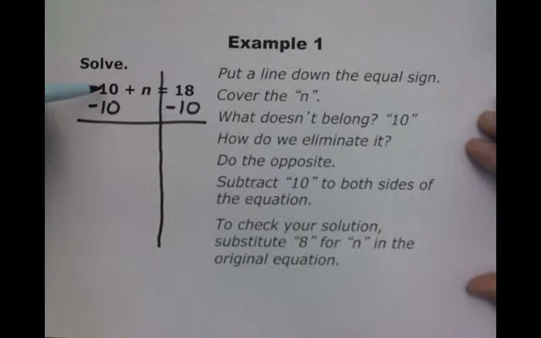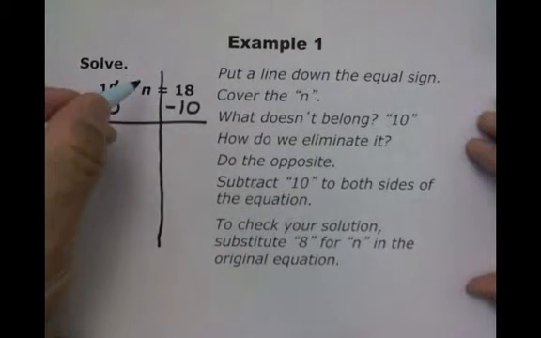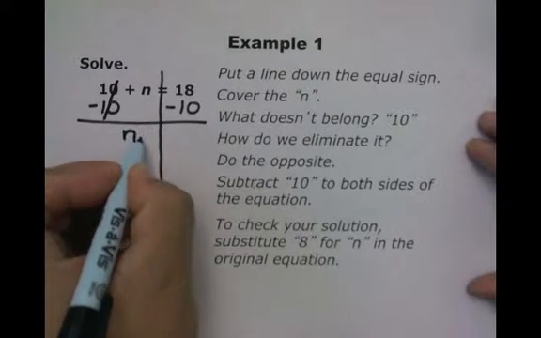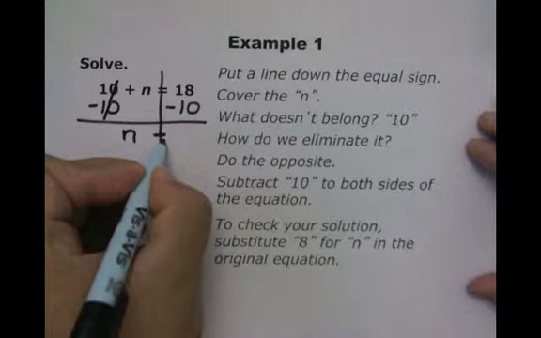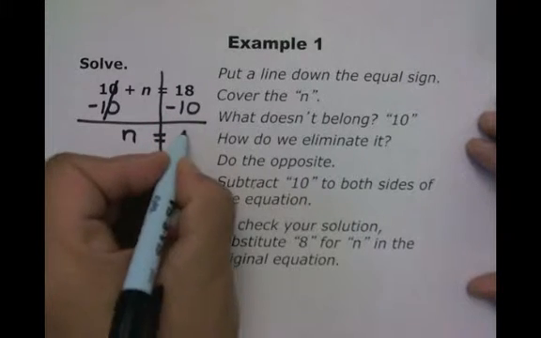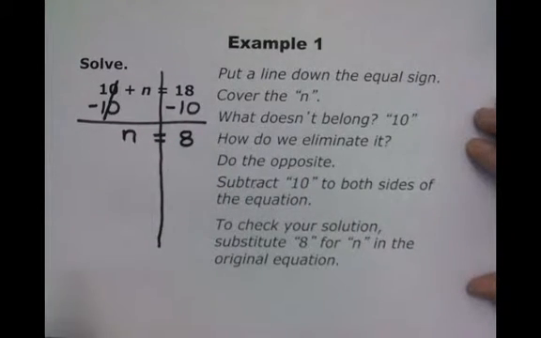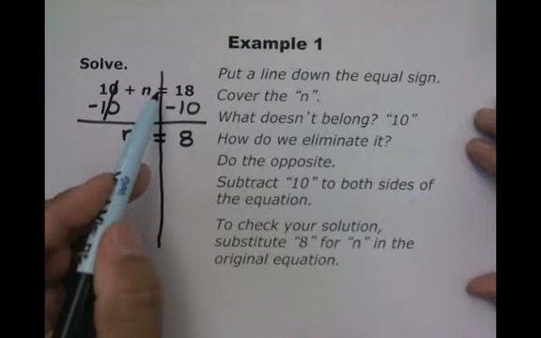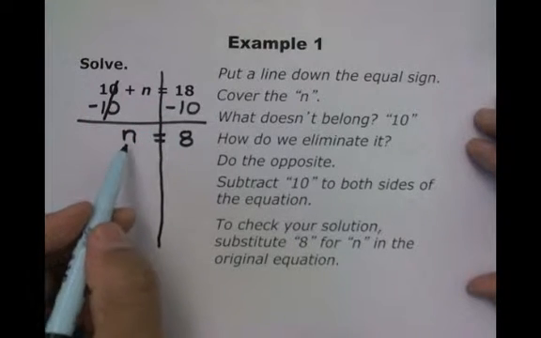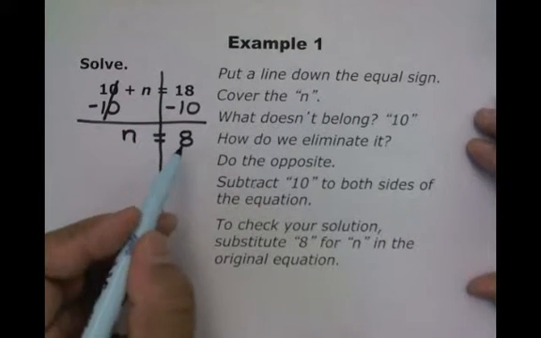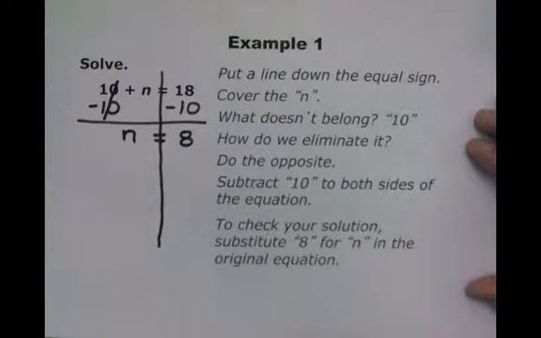10 minus 10 cancels out. So in the problem 10 plus n equals 18, I solved for it and I got n equals 8. I'm going to check this now.